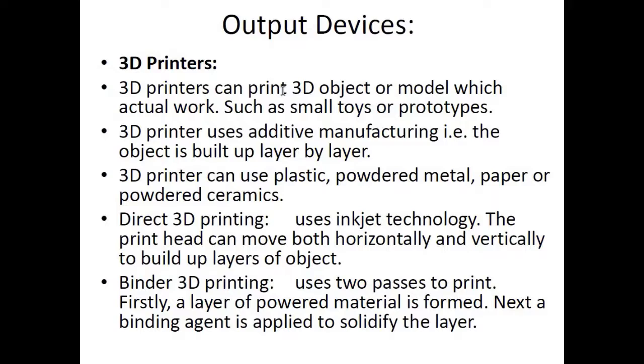Whereas binder 3D printing uses two passes or two phases to print. First of all, one layer of powdered metal, powdered plastic, or powdered ceramic is sprayed, and then on top of it a binding agent or glue is sprayed so that the layer solidifies. On top of that a second layer is sprinkled, and then comes the glue, and then another layer of powdered raw material, and then the binding agent, and so on until the whole model is finished.